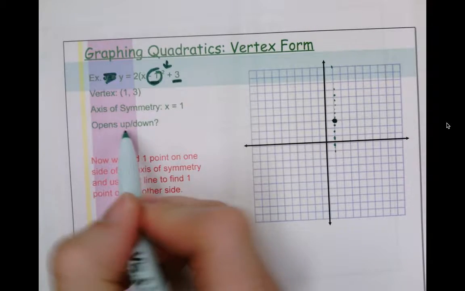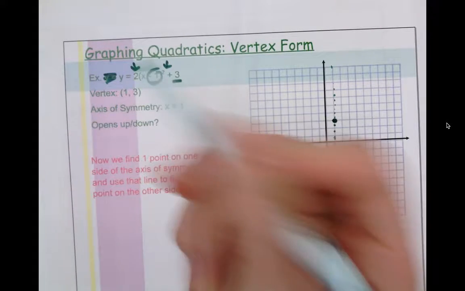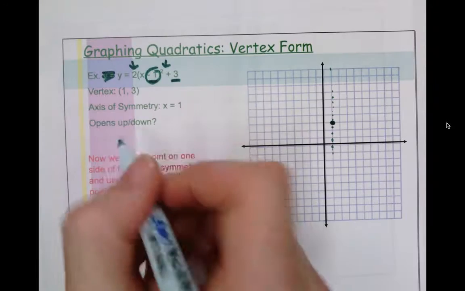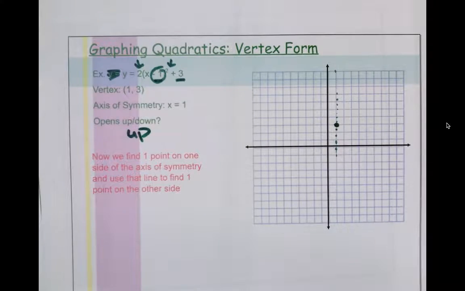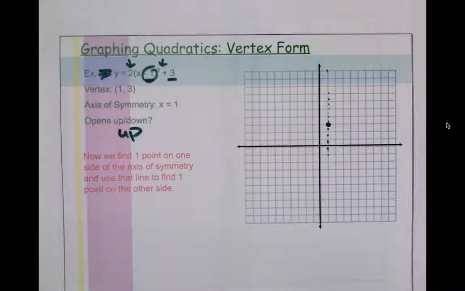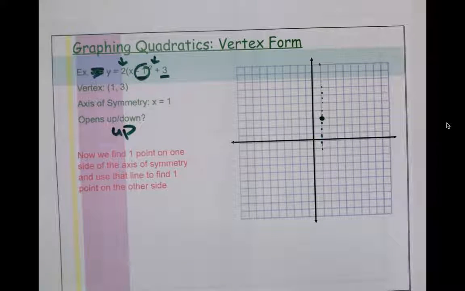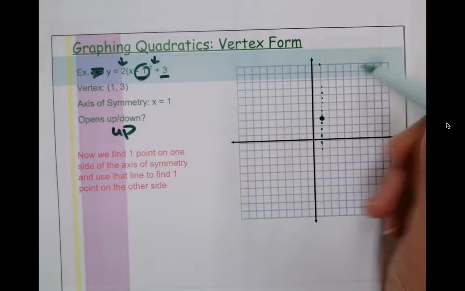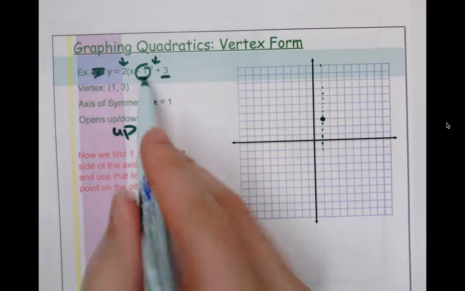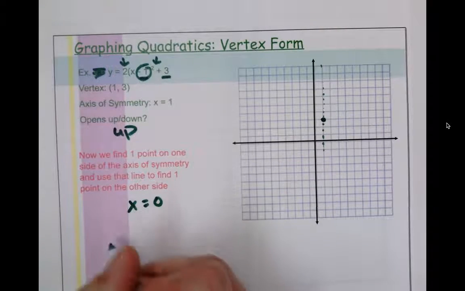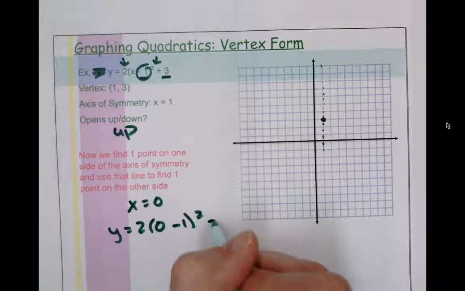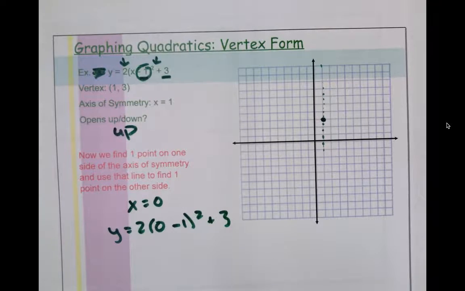Now, we know this opens up because our a value is positive. That's what tells us whether it opens up or opens down. If it is positive, it'll open up, which in this case, it will. Now, just like any other form, we're going to find one point either on the left side of the vertex or the right side of the vertex. I'm going to pick x equals 0, and plug that back into our original equation. I'm going to plug in 0 anywhere that I see an x, which was only right here.